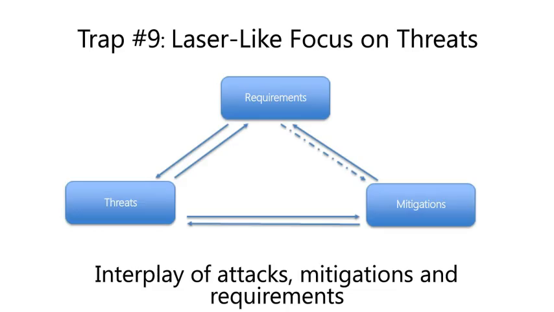So, trap number 9 is a laser-like focus on threats. There is an interplay between them, and the first interplay is that requirements can help you understand what the threats are. If someone were to say, the plans for this battle station must not fall into rebel hands, then you know you have an important confidentiality requirement or an important information disclosure threat.